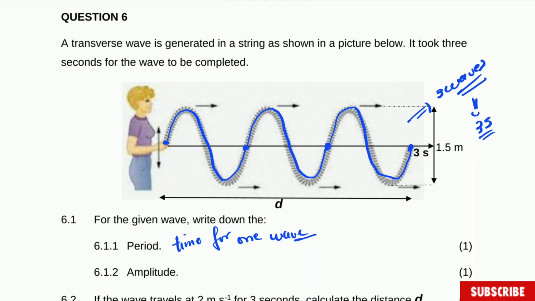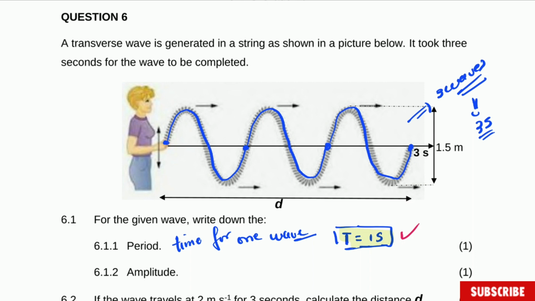So the period, remember, the symbol for period is capital T, will be 1 second. That is the answer here. All right? So there's one mark. The other one is the amplitude.